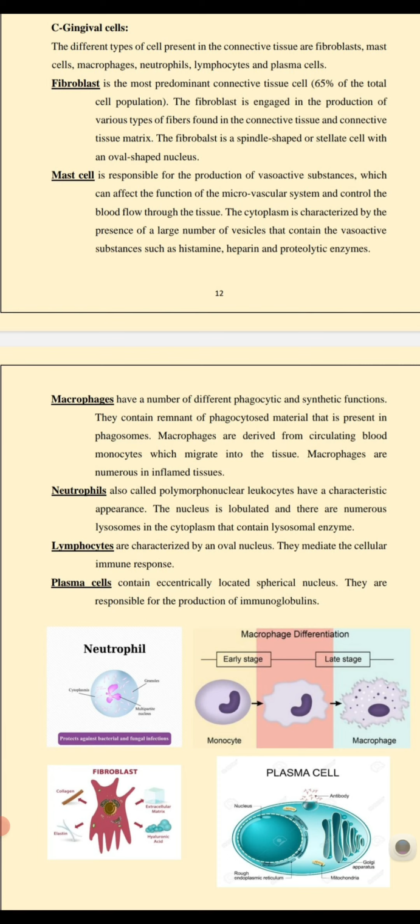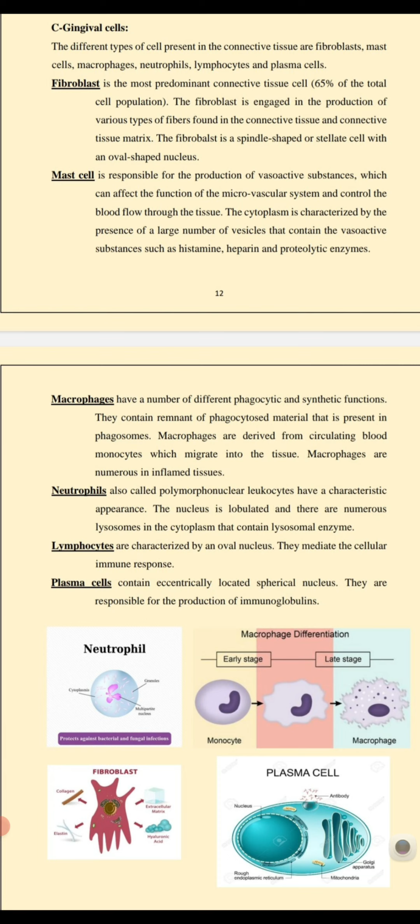Macrophage is basically derived from monocyte. Macrophages have a number of different phagocytic and synthetic functions. They contain remnants of phagocytosed material that is present in phagosome. Macrophages are derived from circulating blood monocytes which migrate into the tissue. When present in the blood, it is monocyte. When it migrates into the tissue, after 7 to 14 days, it becomes macrophage. Macrophages are numerous in inflamed tissue.